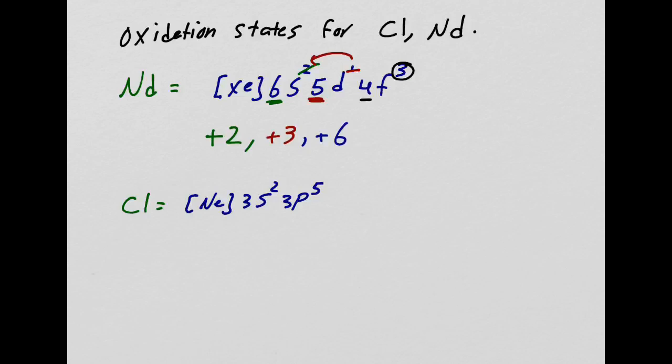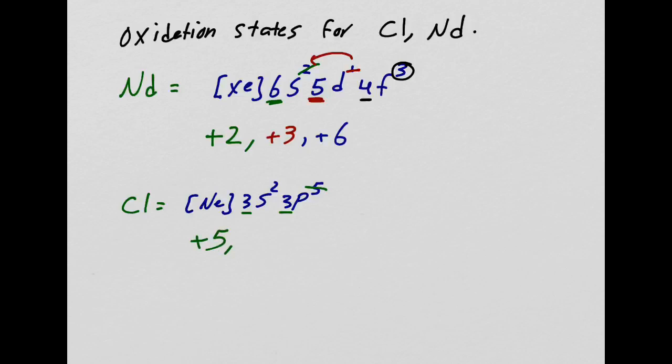My highest N is 3. They both are in the same energy level. If you have the same N value, then you go with the highest L. P is higher than S. So the first one I'm going to lose those 5.